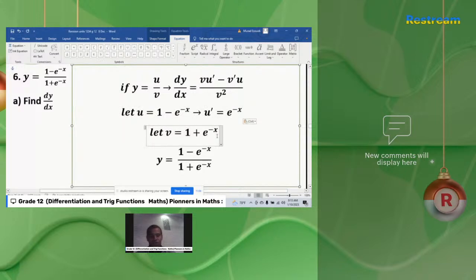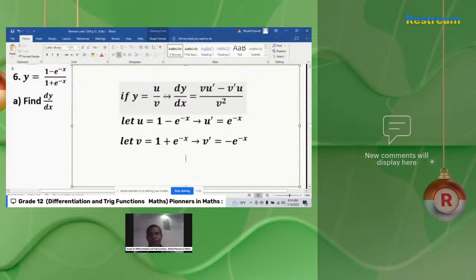Now I will differentiate v. This is v. Therefore, v dash, I will differentiate v with respect to x. The first derivative of minus x is minus 1 multiplied by the function exponential minus x. So it will be like that. Now I have already found the first derivative of the functions. Now I will apply the formula.